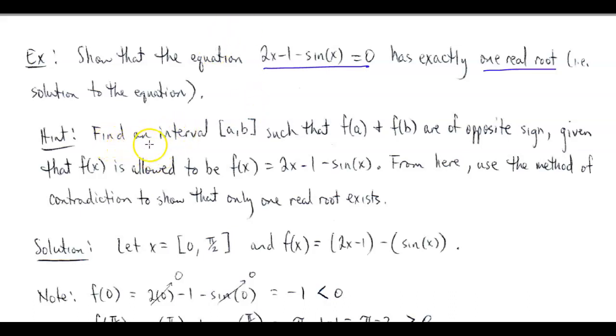So my hint here is we want to find an interval from a to b such that f of a and f of b are of opposite sign, given that this function is 2x minus 1 minus sine x. Now, this first sentence here is essentially one of the ways that we actually use the intermediate value theorem. So that's why that sentence is stated there.